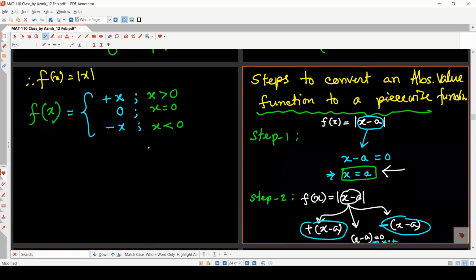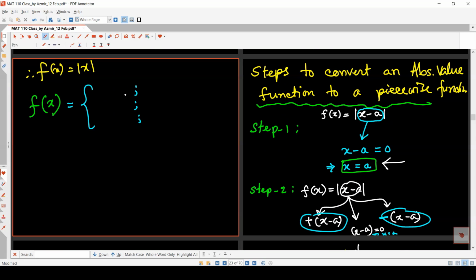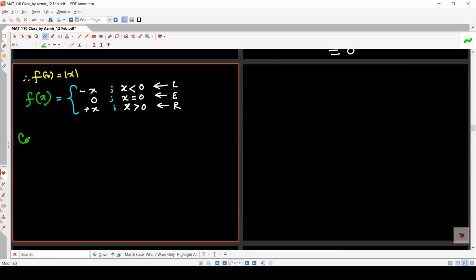So now have a look here. If we write in an arranged form, at first work with x less than 0, then x equals 0, and x greater than 0. For x less than 0, we will have minus x. Here we have 0, and here we have plus x. Why I have written in this way? Because at first we are targeting for left, then equal, then right. So we are going to check the continuity at x equals 0.